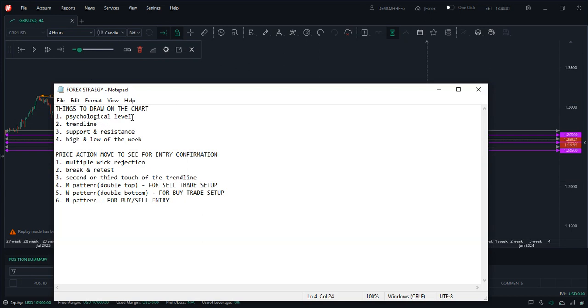And remember, we have the list of rules here, which states number one, things we draw on the chart: psychology level, trend line, support and resistance. We've done these three. So the one we want to do now is drawing the high and low of the week. After we draw this high and low of the week, in the next video, I'll be talking about how to make the entry using multiple week rejection, break and retest, second and third touch of the trend line, M pattern, also called double top for a sell trade, W pattern, also called double bottom for a buy trade, N pattern for buy or sell entry.